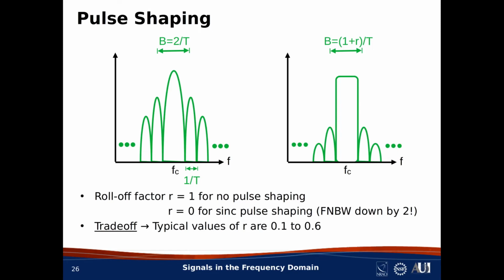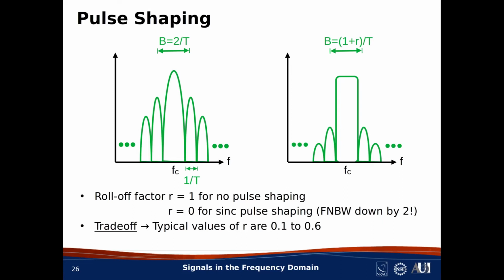In raised cosine pulse shaping, we set a parameter known as the roll-off factor, little r, which controls the abruptness of the transition between symbols. At one extreme, r equals 1 corresponds to no pulse shaping, and that gives us the result on the left. At the other extreme, r equals 0 corresponds to the smoothest possible transitions. For values of r less than 1, we have the result shown on the right, which is now seen to have a first null bandwidth of (1 + r)/T, as opposed to 2/T before.